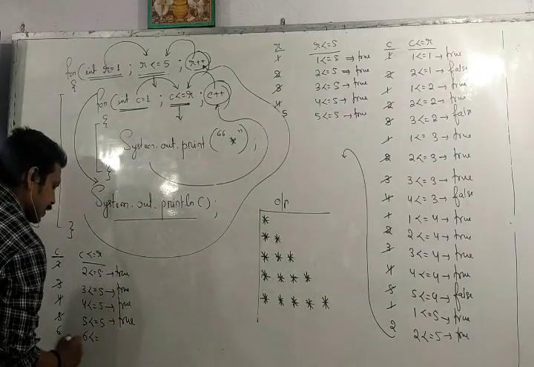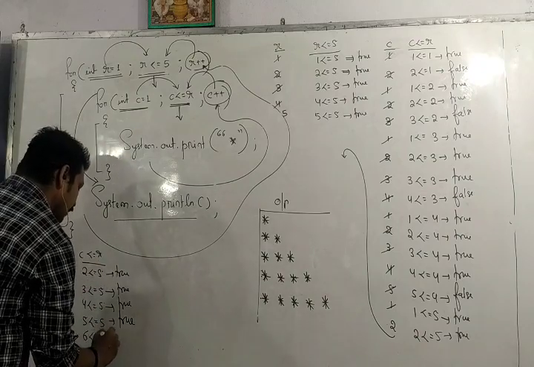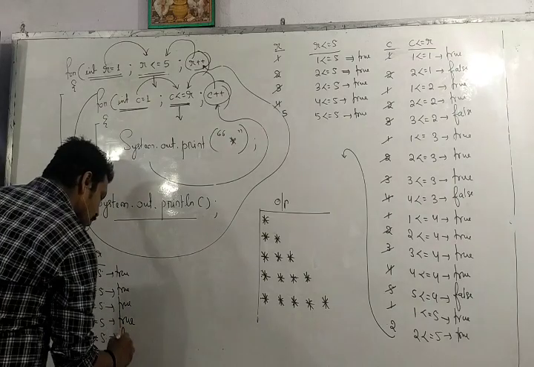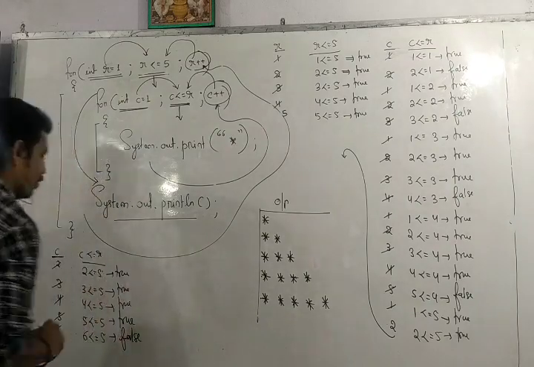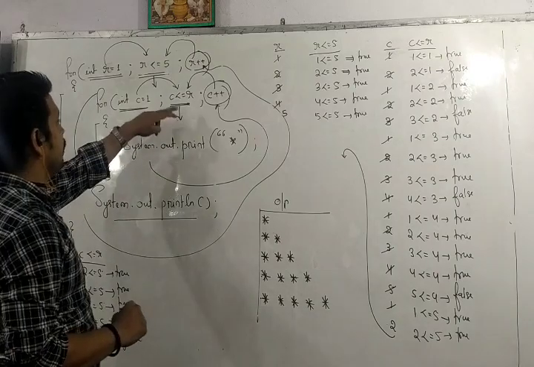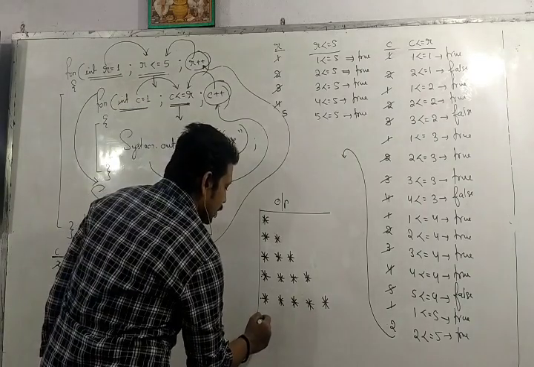6 is less than equal to R. What is R? It is 5. So is 6 less than 5? No. Is 6 equal to 5? No. So it is false. If it is false, the control will come out of the body of the inner for loop and it will bring the cursor to the next line.